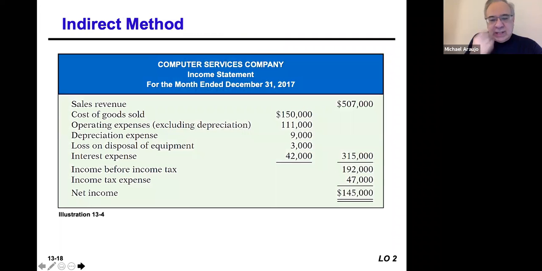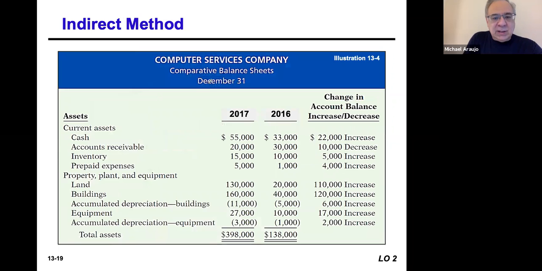Okay, so here is the income statement that we're going to be using. So this information is going to be handy for us. These are the comparative balance sheets. Now, a comparative balance sheet, this is just the asset portion, shows the ending balances for 2016 and 2017 side by side, with the differences noted in the right column. From 2016 to 2017, you see that cash went from $33,000 to $55,000. That's an increase of $22,000.